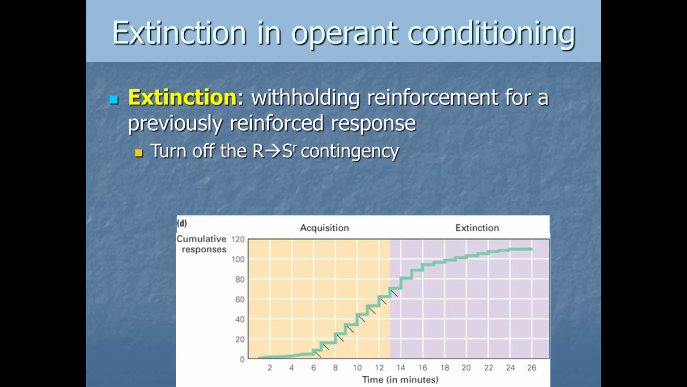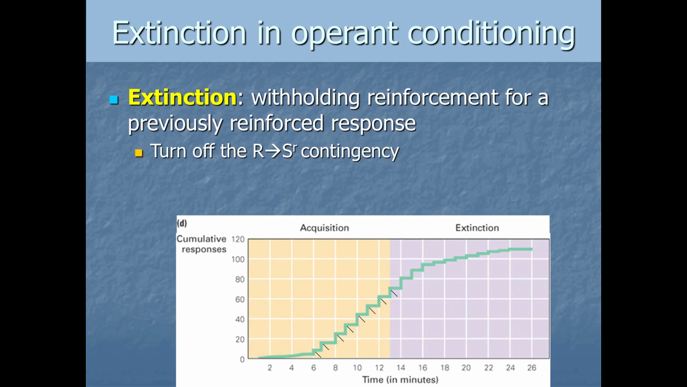So in this graph, in the sort of yellowish part on the left, we were doing acquisition. We were reinforcing the behavior. So you can see not only are the cumulative number of responses going up, but it reaches a pretty steady slope, right? It's going up at a certain rate. Little tick marks show where it was getting reinforcers for every few responses. So this is not a CRF scenario.